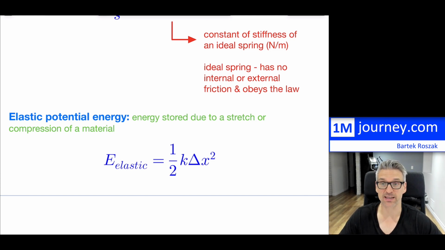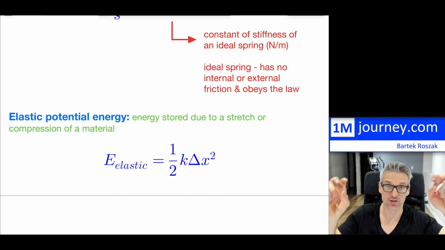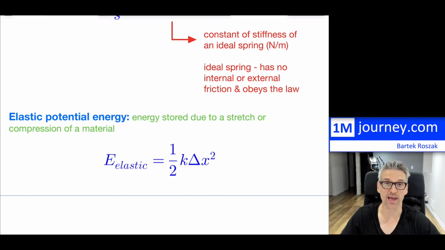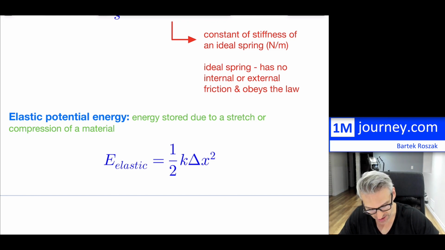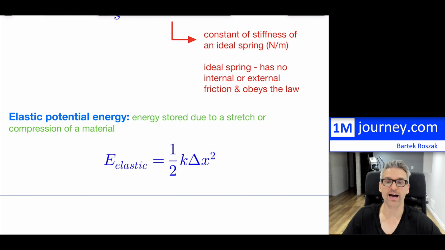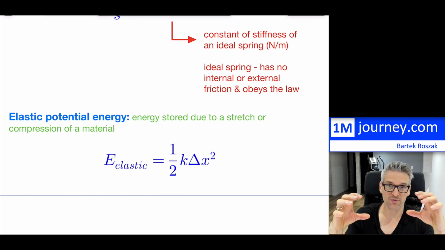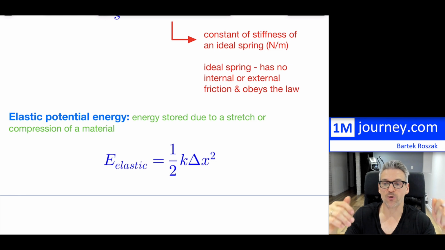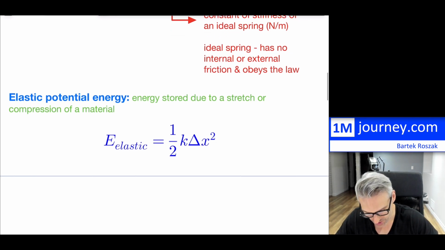Now, that elastic potential energy for springs that obey Hooke's law is equivalent to 1/2 times the constant of the spring multiplied by the displacement squared. Now, where in the world does this come from, you might ask, and that's a great question.